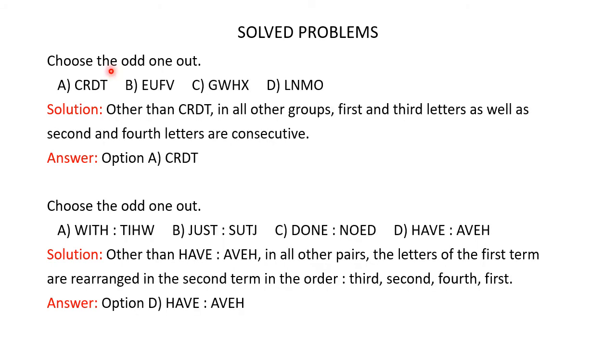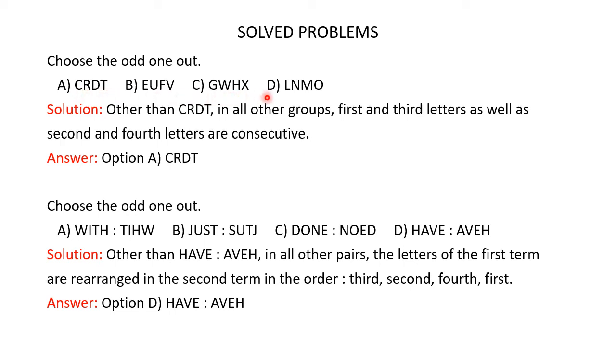Choose the odd one out. Here you are given four options. Option A, CRDT. Option B, EUFV. Option C, GWHX. Option D, LNMO. You have to find the odd one out among these four groups of letters.